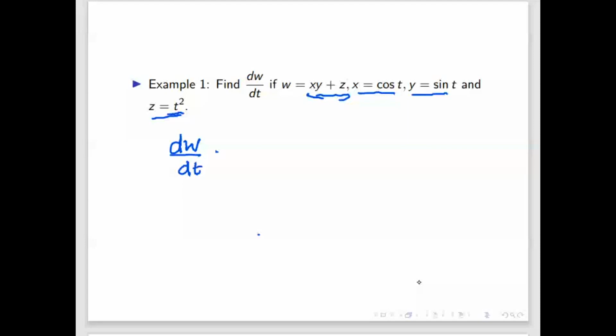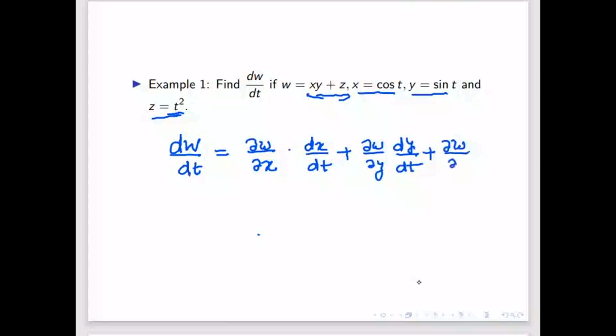So first we'll write the chain rule. According to the chain rule, we differentiate w with respect to x, because there are three variables, so the partial derivative of w with respect to x, then dx by dt, plus del w by del y, dy by dt, plus del w by del z, and then dz by dt. Here I am writing d because z is a function of only a single variable. If it is more than one variable, then only we'll write the partial derivative.